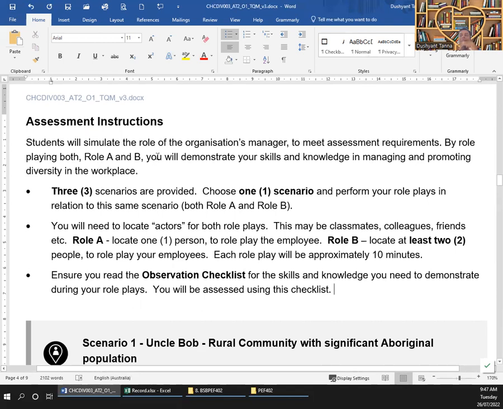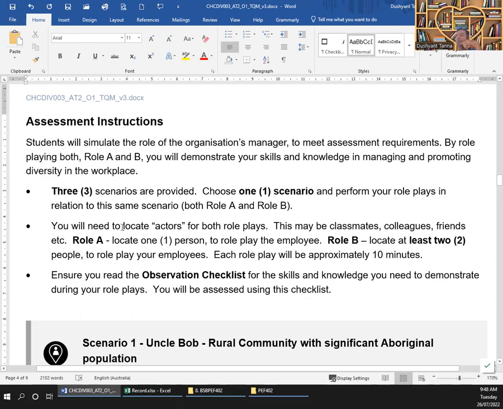Students will simulate the role of organizers manager to meet the requirement. By role-playing role A and B, you will demonstrate your skills and knowledge in managing, promoting. That's the aim. Yeah, you need to prove your competence in managing and promoting diversity. 3 scenarios are provided. Choose one of the scenarios.